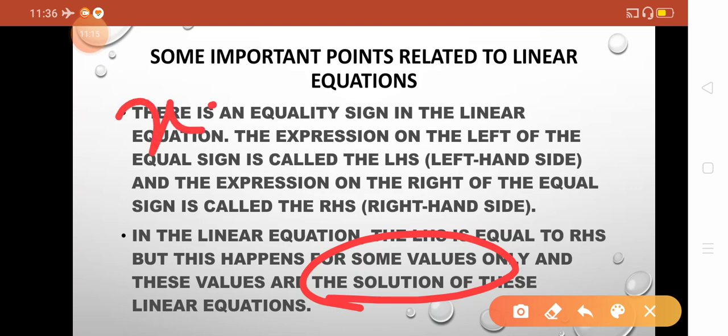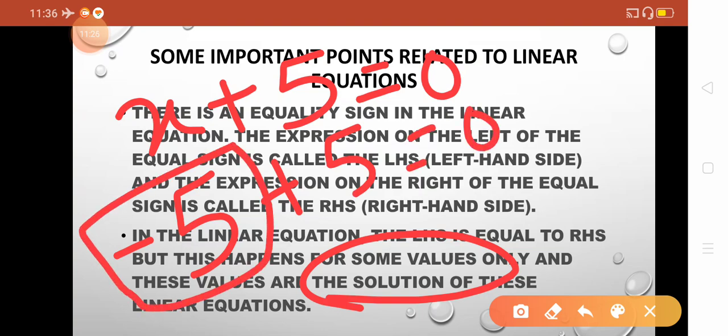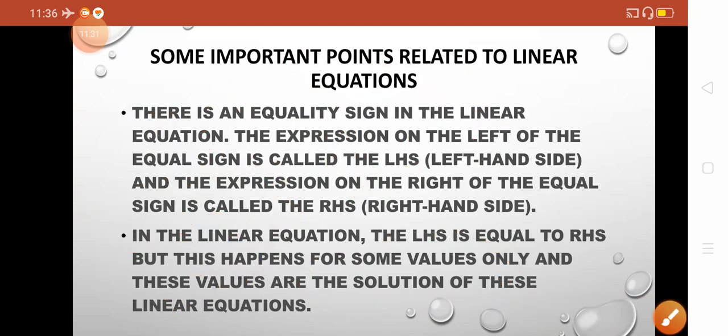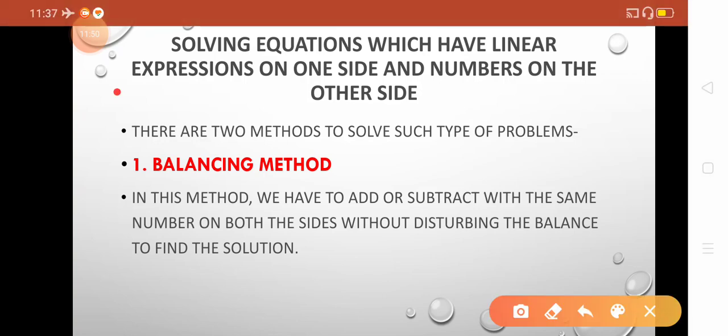For example, here it is written x plus 5 is equal to 0. You are being asked what the value of x should be. If you write minus 5 plus 5 is equal to 0, so minus 5 is the solution of the equation. Now there are some methods to find the solution of an equation. We will study the methods in this chapter, how to solve or find the solution of a linear equation.